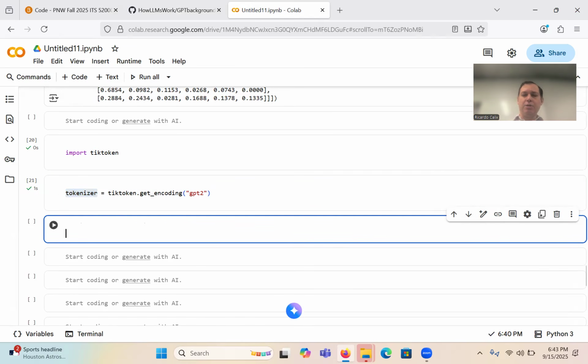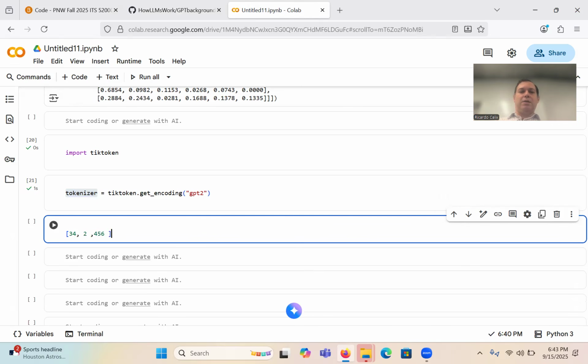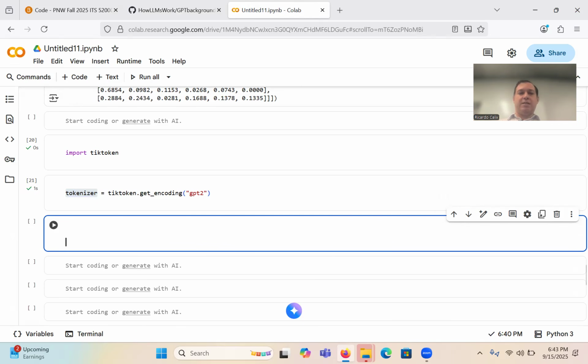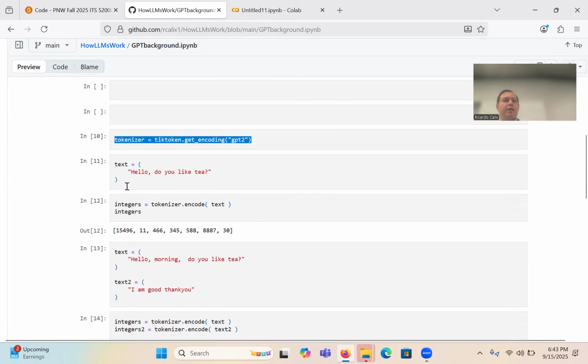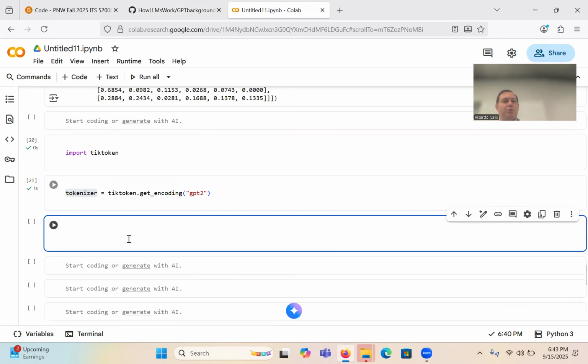Now, if you remember, in all my previous examples I started with a sequence of integers, but they were all just random values. I had tensors full of random values. Now you have the capability to start with actual text, sentences, and so on, and convert them to integer values. So here, let's try an example. I'm going to take this one over here.